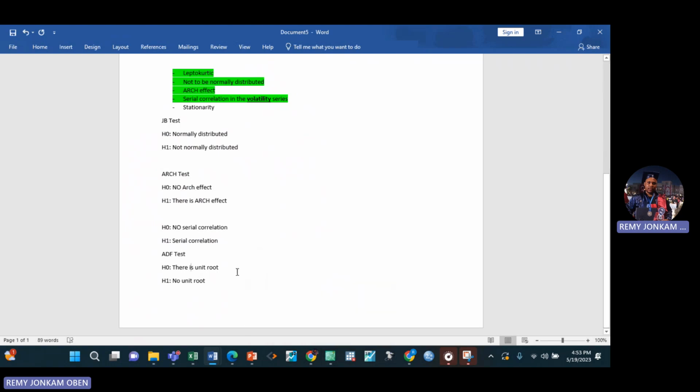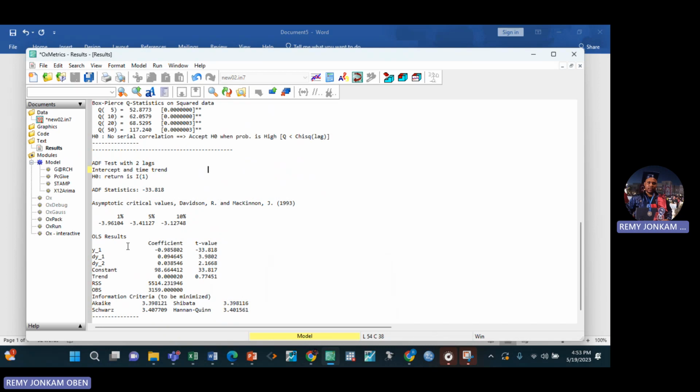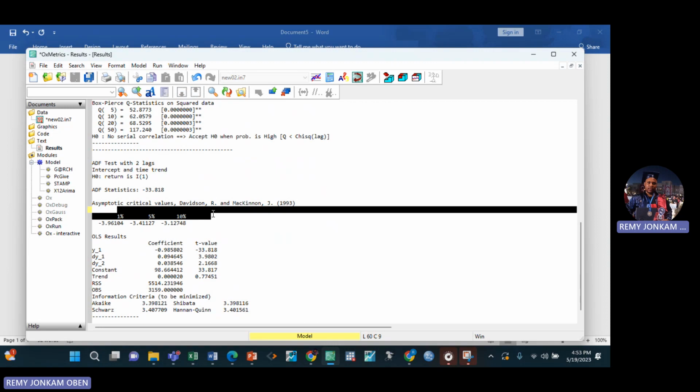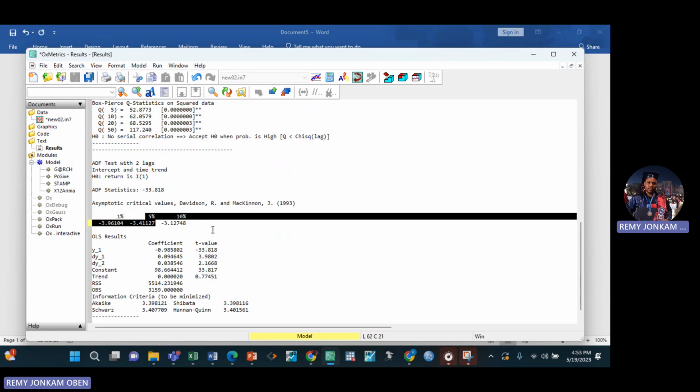And if there is a unit root, it means it is not stationary, non-stationary. If there is no unit root, it means it is stationary. We'll see more about that subsequently, but let me just explain. Now, to perform this test, we have the test statistic and we have our critical values. We have critical values at 1%, 5%, 10%, but we are using 5%, so we'll focus on 5%.